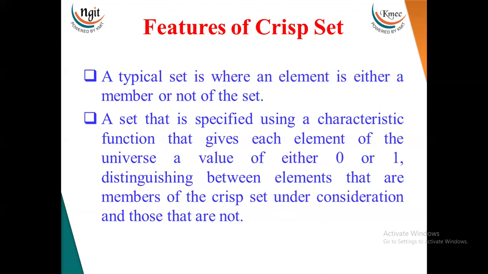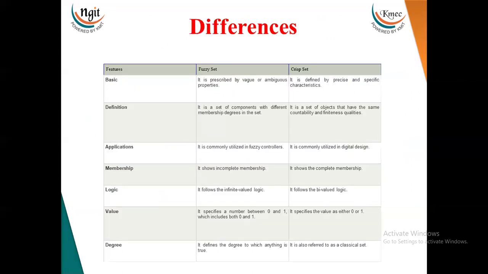Exactly. So a typical set is one where an element is either a member or not a member. When you take a set, the analysis will give either the value 0 or 1. 0 implies the element does not belong to the set, and 1 implies the element belongs to the set. That's it; we don't have any values for each and every element.